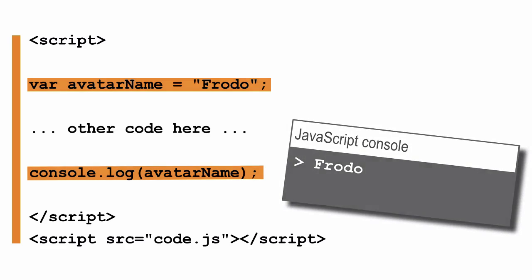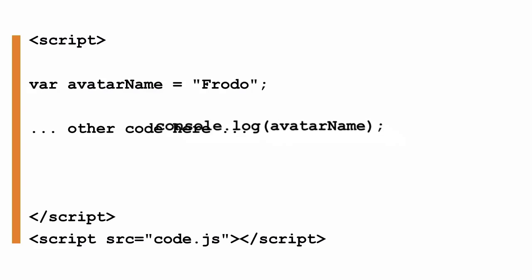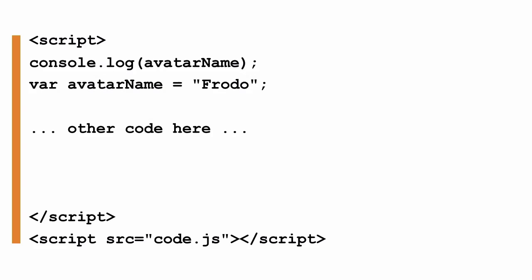But here's where scope in JavaScript already gets a little bit weird. What happens if we move the line of code where we're displaying the value of avatarName using console.log above where we declare and initialize the variable avatarName? What do you think will happen when we run this code?